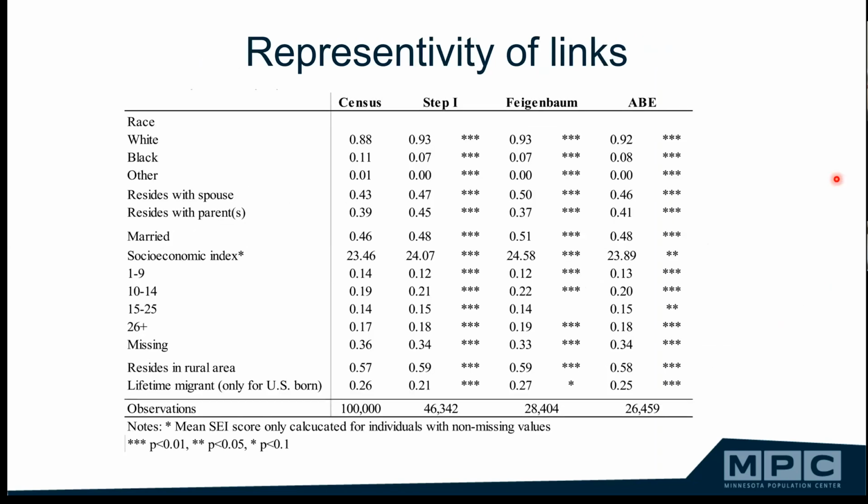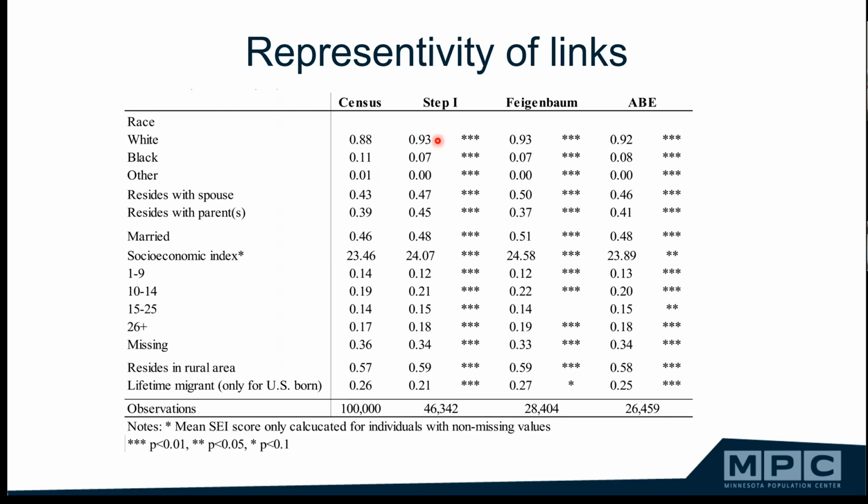One important thing here that Steve mentioned quite a bit is representativity of links. That's also a very, very important aspect of this. What you're seeing here are summary statistics, comparing the baseline 100,000 individuals that we tried to link. Randomly selecting 100,000 individuals from the 1900 census, we would get 88% whites, 11% blacks, and 1% others.